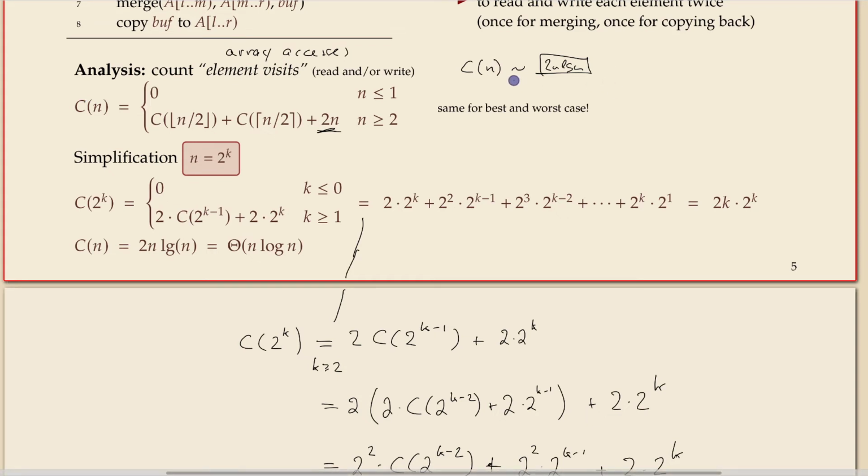We'll just pretend we have shown this, and we'll be happy with restricting Mergesort to inputs that have length a power of 2. Okay? But let's keep this number in mind, 2 times n log n.